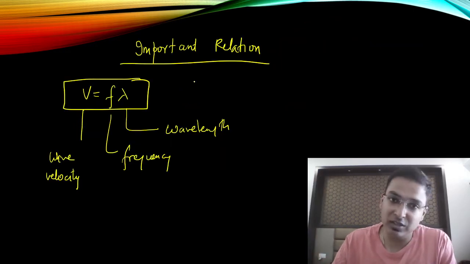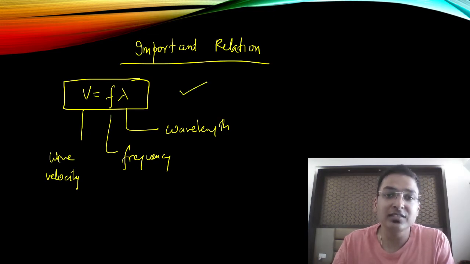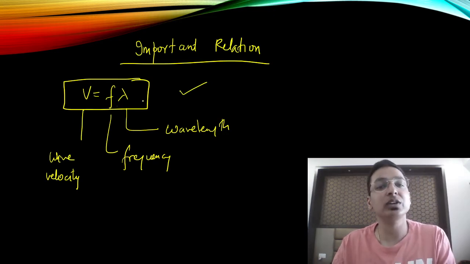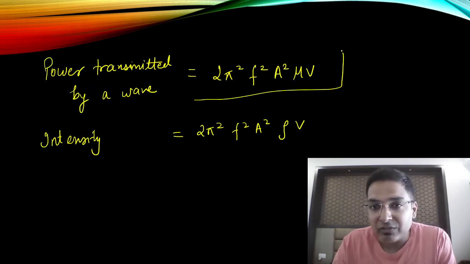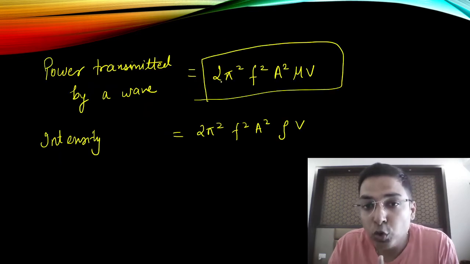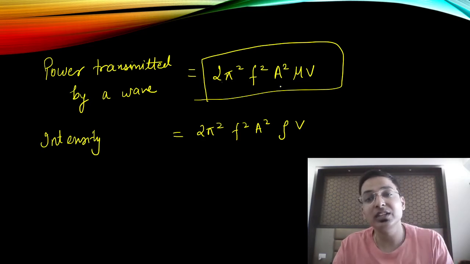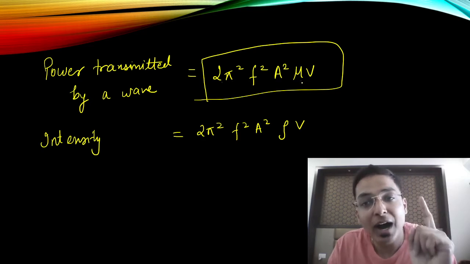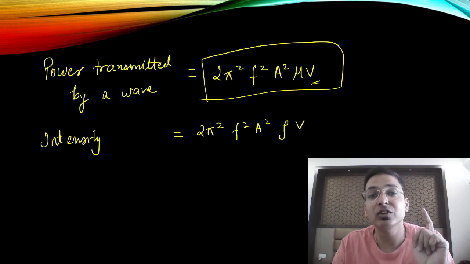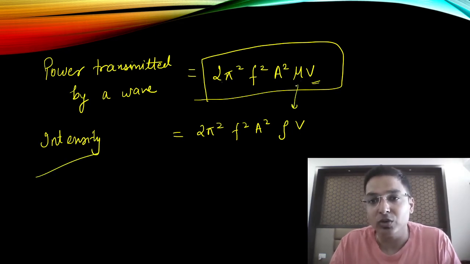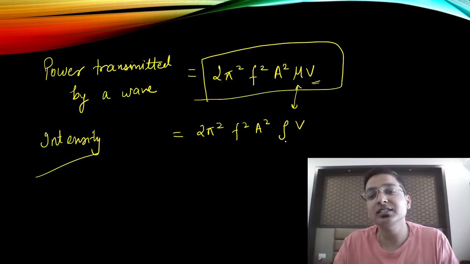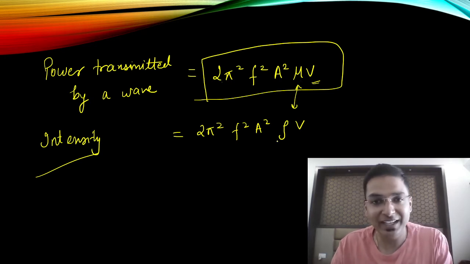Next, this is another very important relation for waves: v is equal to f lambda. Velocity is equal to frequency times wavelength. Next, what is the power transmitted by a wave? Yes, this is the power transmitted by a wave: 2 pi square f square A square mu v. F is frequency, A is amplitude, mu is mass per unit length, and v is the wave velocity. And what is the intensity? Just replace mu by rho. Mu is mass per unit length, rho is mass per unit volume. Right, guys? Are you all smiling?